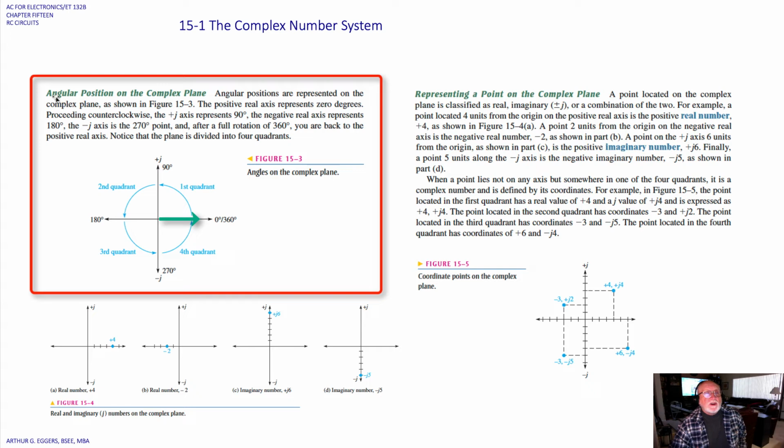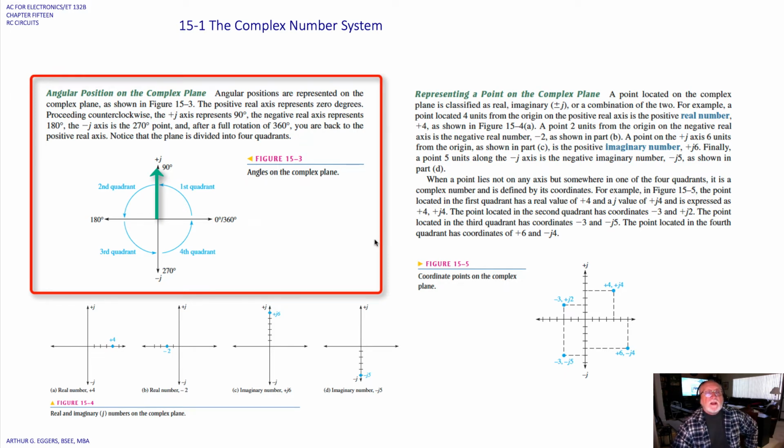The next thing we need to do is look at the angular position on that complex plane. So now you can see here we've been introduced in four quadrants to an angular relationship from 0 to 90 to 180 to 270 and back to 0 or 360. Angular positions are represented on the complex plane as shown in the figure. The positive real axis represents 0 degrees. We proceed counterclockwise. We can go clockwise, but that's a negative value. So we're going to go counterclockwise positive.